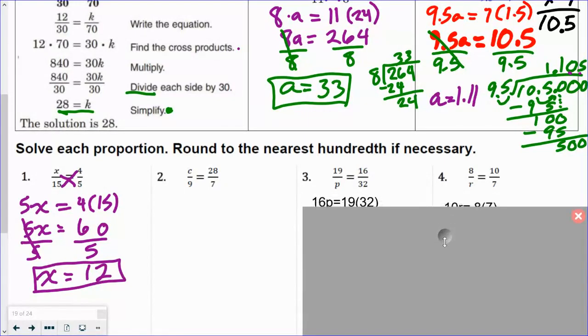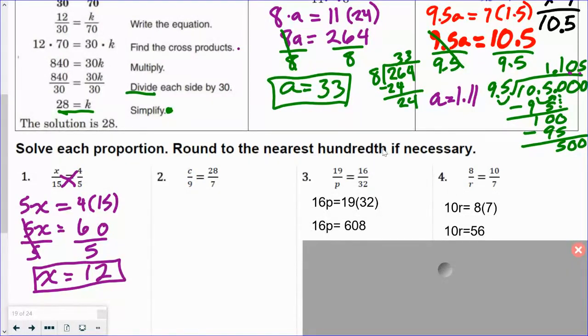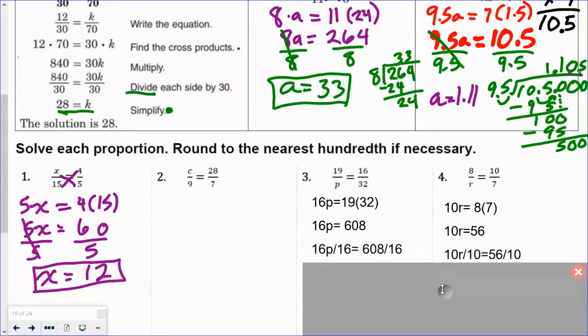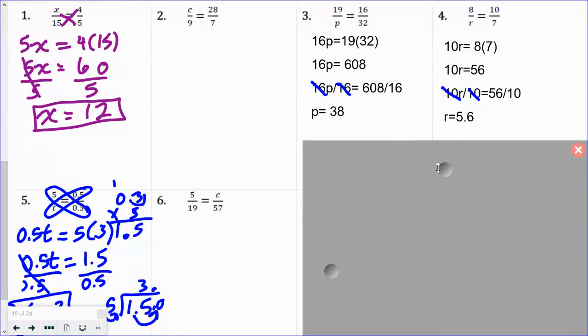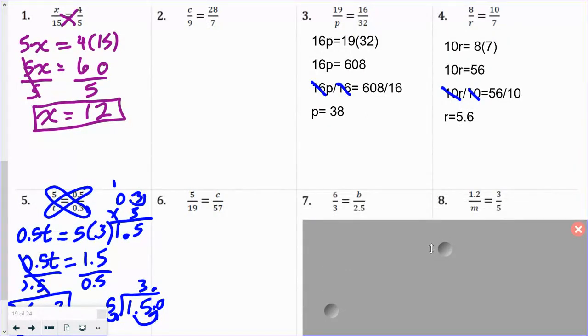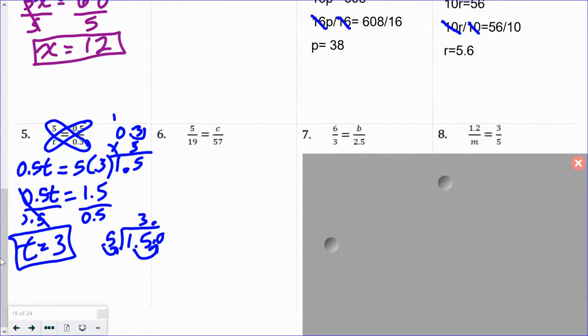All right. So hopefully you've already done this. You set up both of your equations. All right. So I did my cross products here. Then I also went in and divided. So when we divide by 16, it cancels it out. When we divide by 10, it cancels it out. So I got for my final answer, P equals 38 and R equals 5 6/10. All right. Let's see if you can figure out these two decimal ones. So pause it, then come back to check and see if you got the same answers that I did.